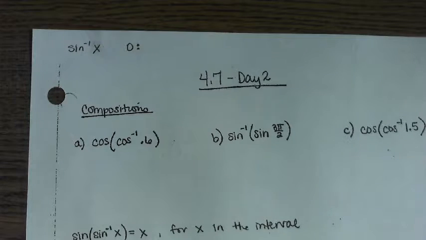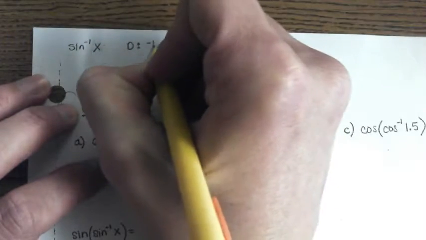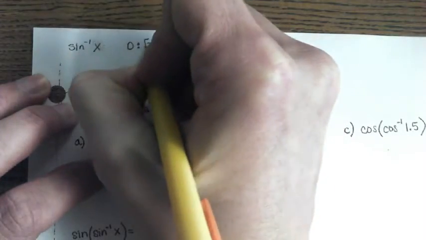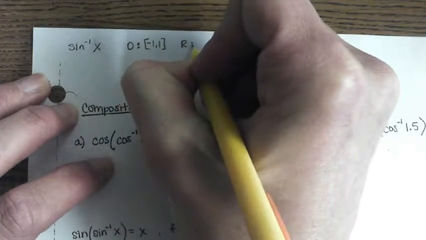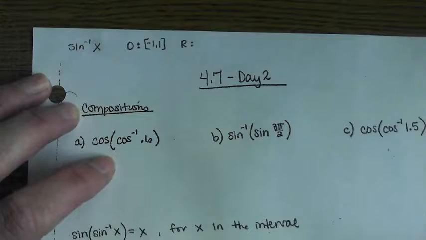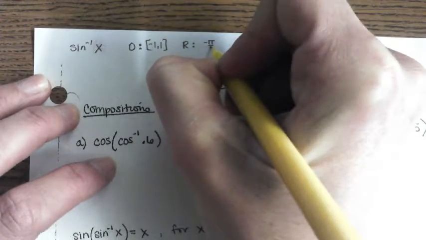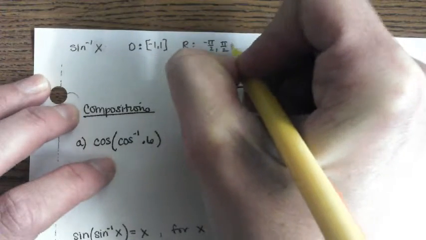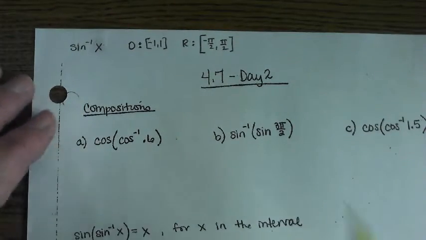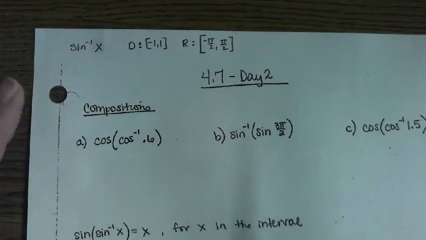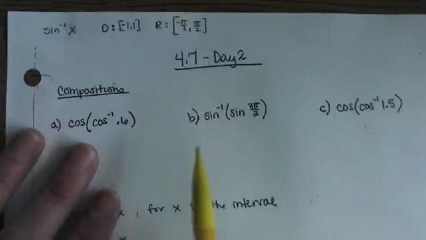So inverse sine has a domain from -1 to 1 and a range from, and that's our quadrants 1 and 4, -pi/2 to pi/2. So I'll stop there and I'll jump right down to B.